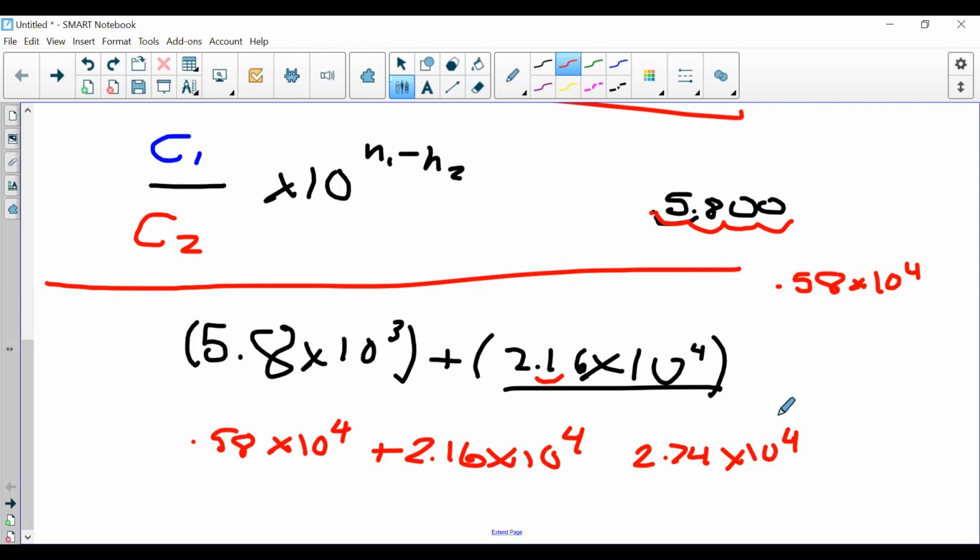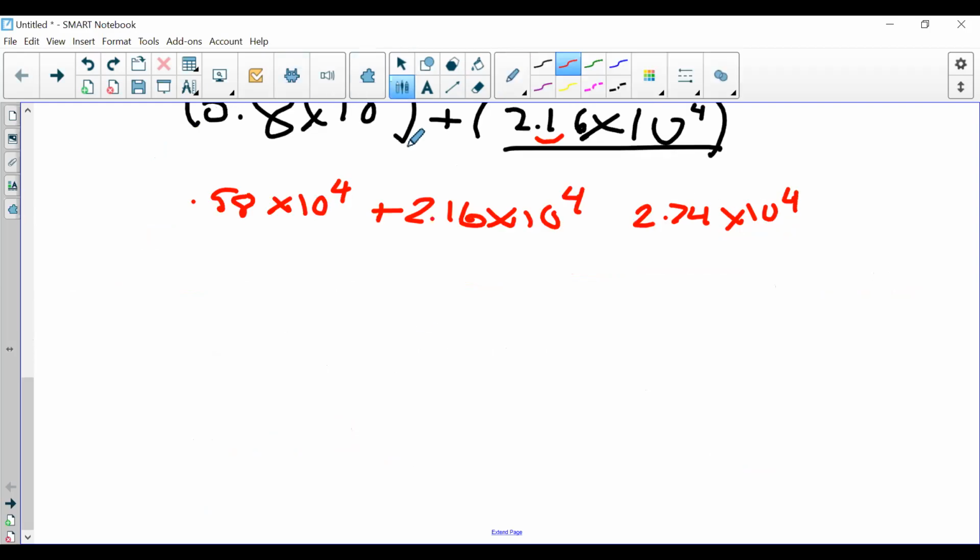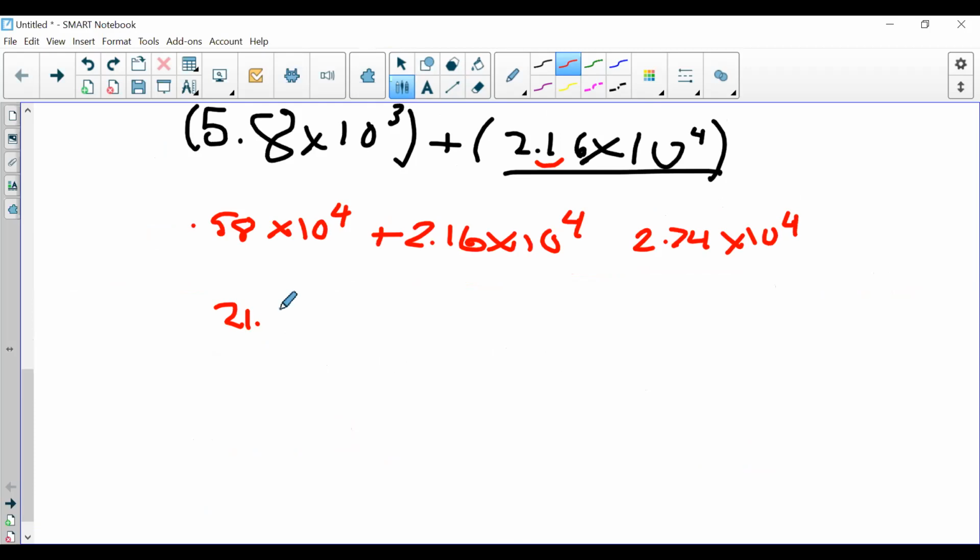Now, if you did it the other way around, and you took your 2.16 to 21.6, then what you would have is you would end up having 21.6 times 10 to the 3rd plus your original 5.8 times 10 to the 3rd. And then you're just going to add, and you'd get 27.4 times 10 to the 3rd.